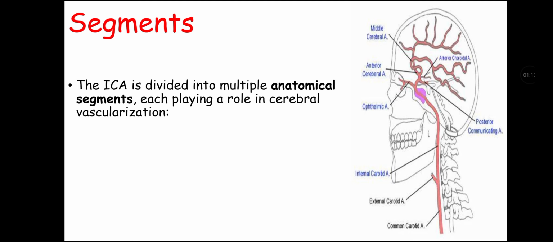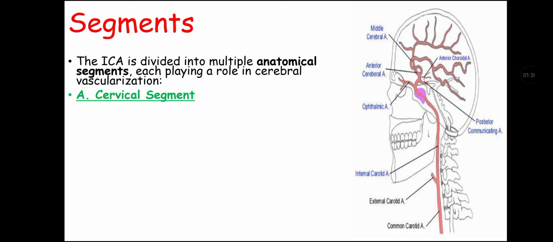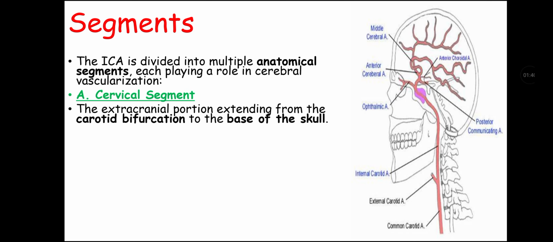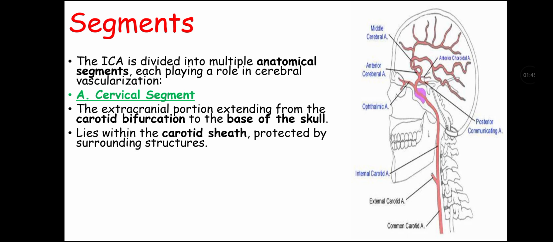The first segment is cervical segment, and internal carotid artery is divided into multiple anatomical segments as we know. First we will talk about cervical segment, that is extracranial portion extending from the carotid bifurcation to the base of skull. It lies within the carotid sheath and is protected by surrounding structure.